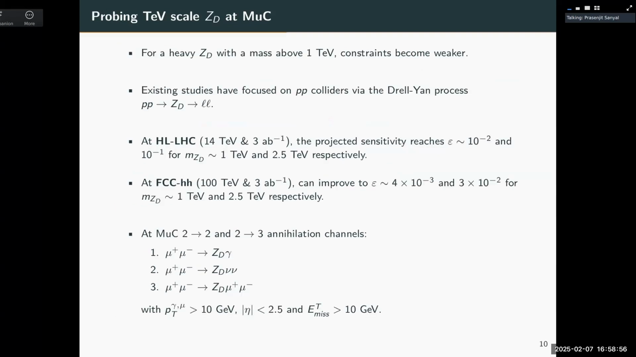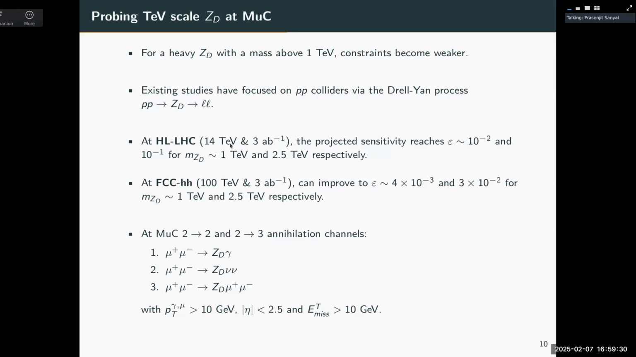The focus of my talk is primarily on the TeV scale heavy dark Z. For a heavy dark Z above 1 TeV, the current constraints are very weak. The existing studies have focused only on the pp collider via the Drell-Yan process, where the dark Z, once produced through the Drell-Yan process, decays into the leptonic mode.